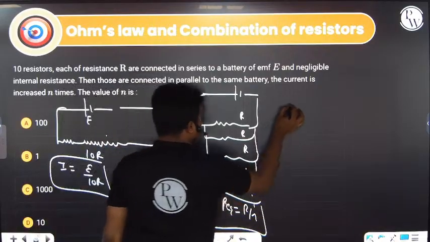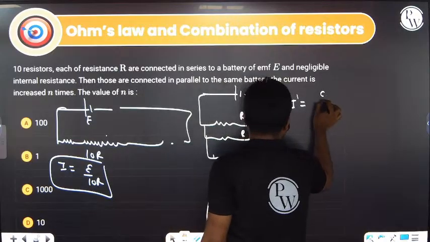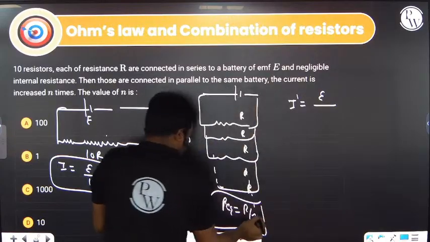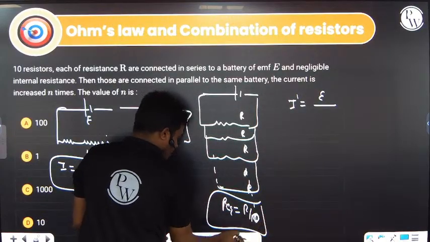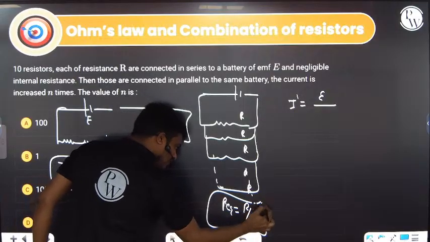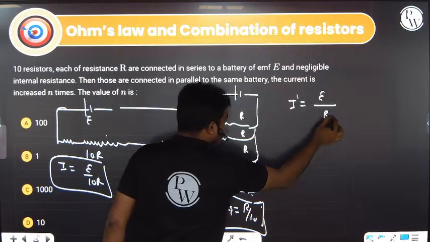So what is the current now? The current now is given by E divided by R equivalent, since the battery remains the same. Here it was 10R, now it is R by N. How many times? 10 times. So this will be R by 10. Because we are connecting 10 resistances in parallel combination, this will become R by 10.